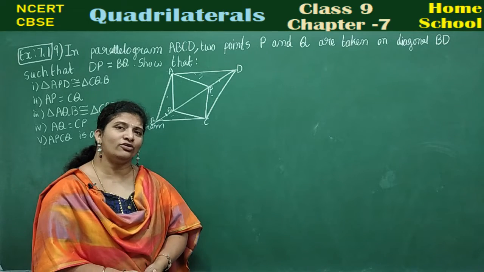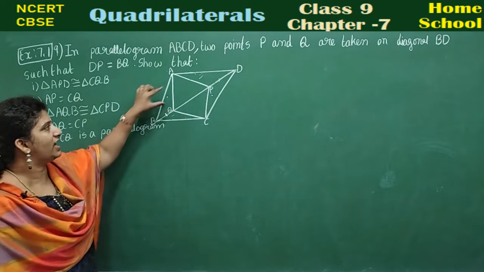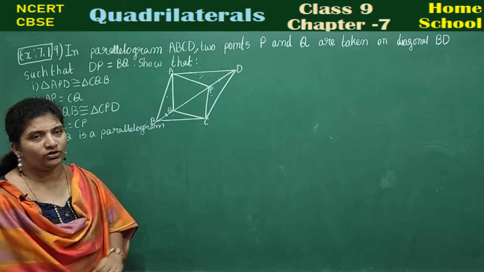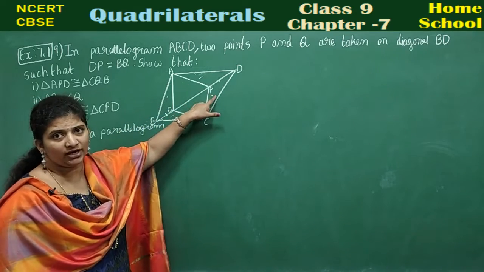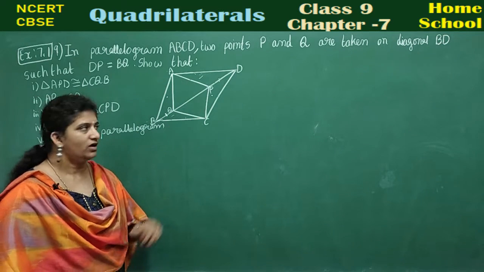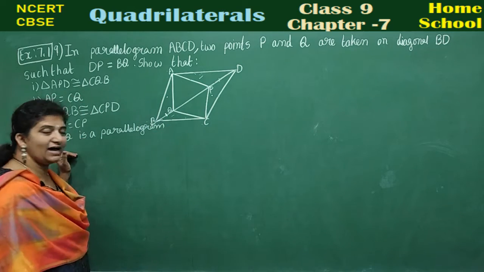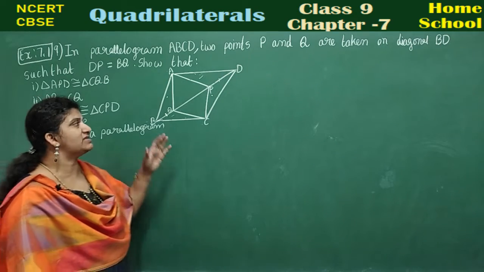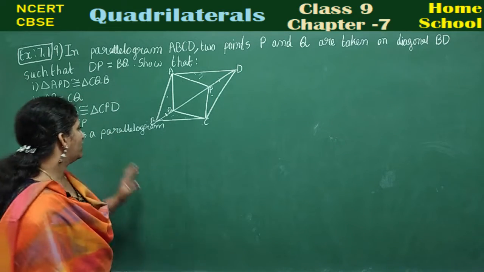If they are congruent, fourth sub-question, AQ is equal to CP, you need to prove. If these two triangles are congruent, by CPCT, I can equate the remaining sides. Okay. Now finally, the last question, prove that APCQ is a parallelogram.